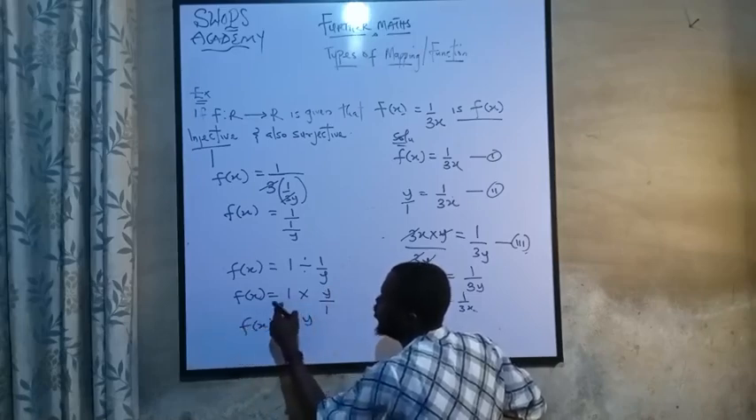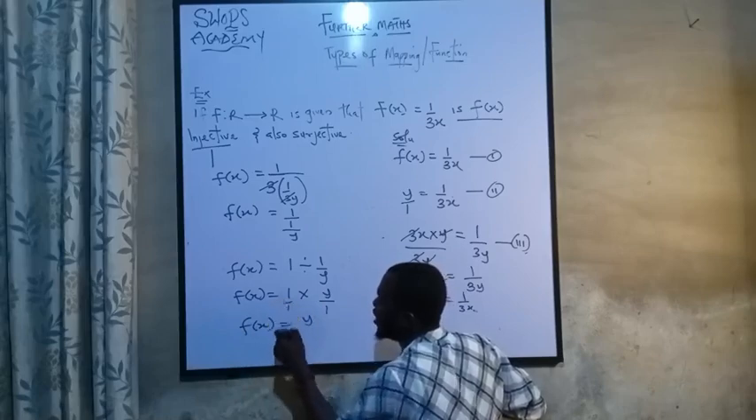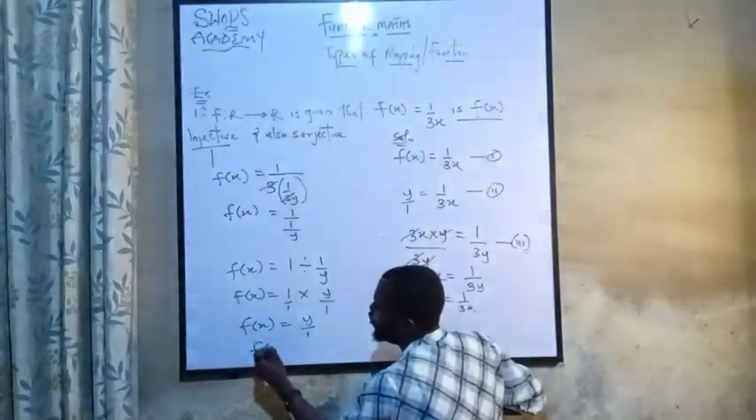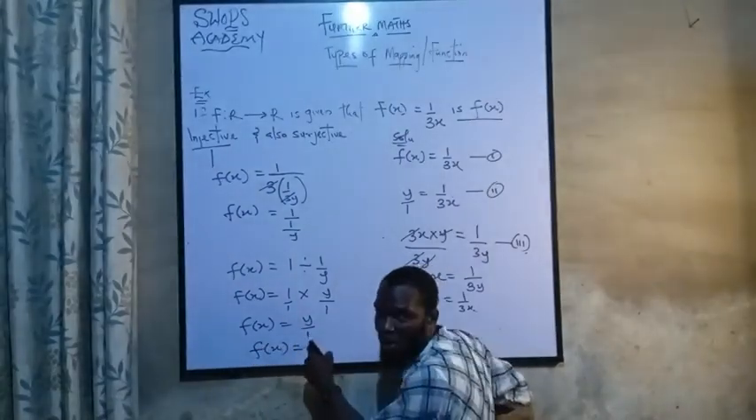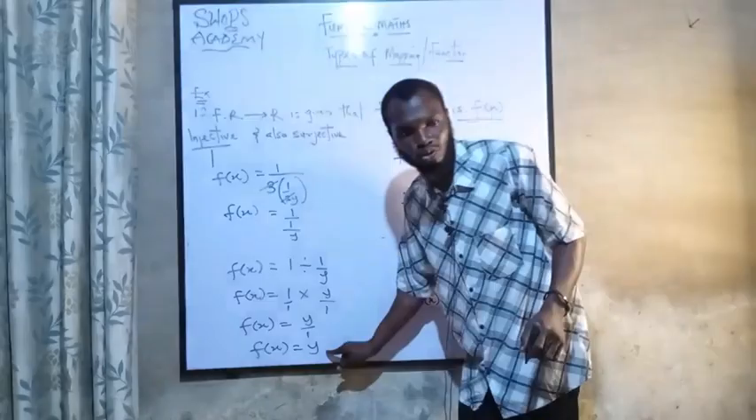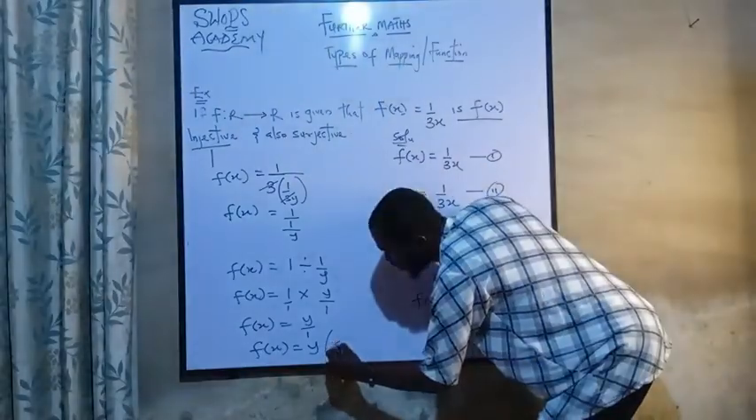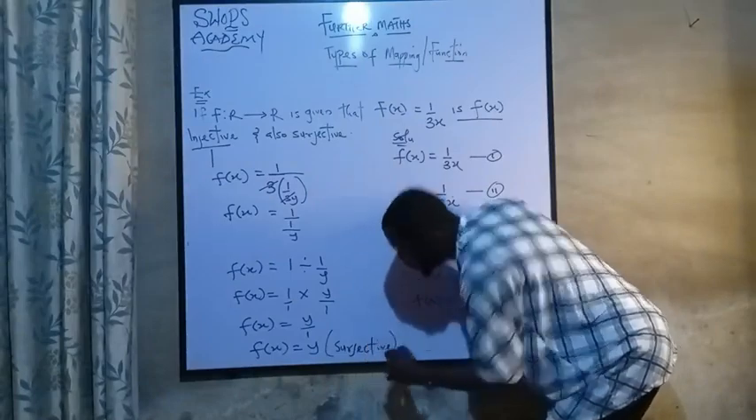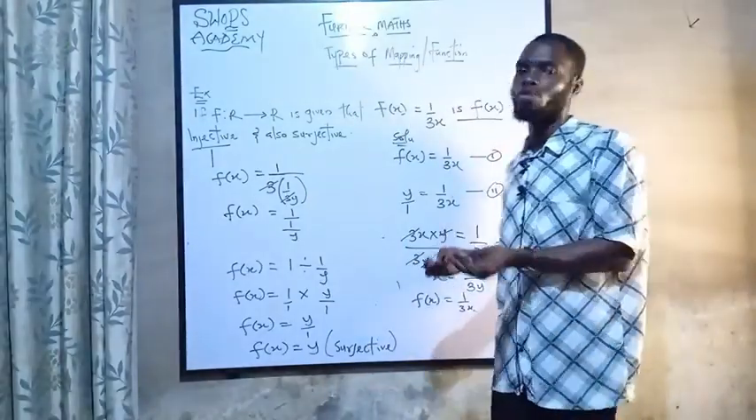Y, where there is an invisible 1 there. 1 times 1, 1. Right? It will now be f of x will now be y divided by 1, y. So now f of x is giving us y. Now that means the same question is also surjective. Are we together? We've answered what we have to.